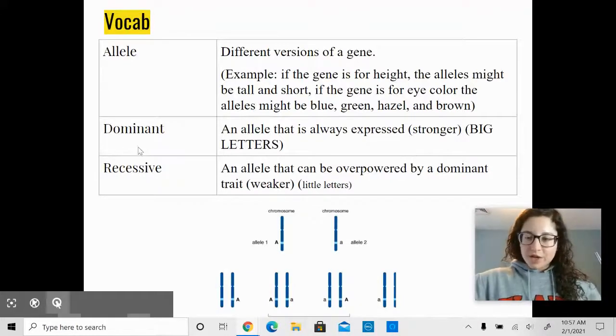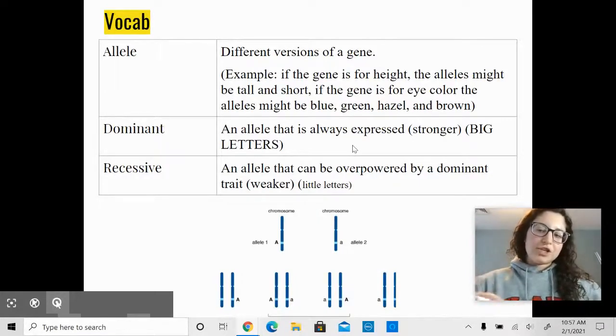We write the dominant trait using big letters or capital letters. And if a dominant allele is paired with a recessive allele, you are going to express the dominant allele. So what I mean by this is like the brown eye allele is dominant to the blue eye allele. So if you have one of each, your eyes are going to appear brown instead of blue, even if you have the blue-eyed allele.